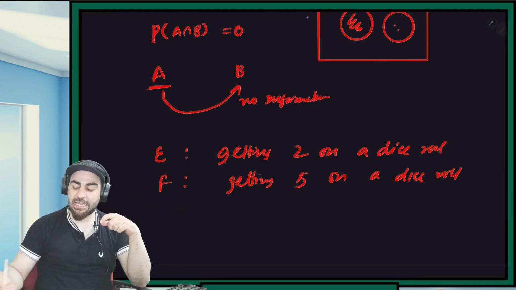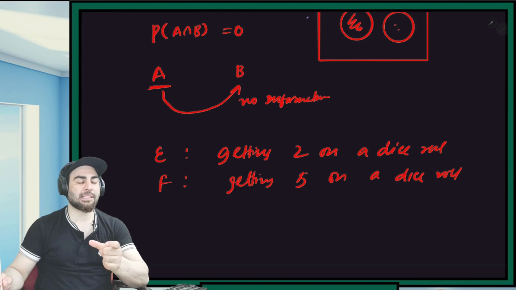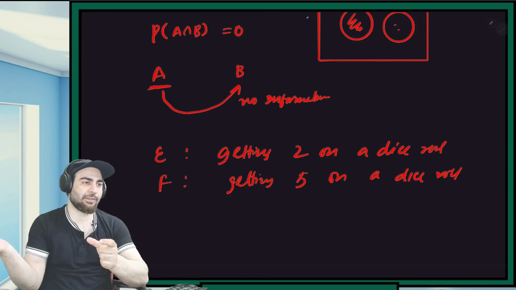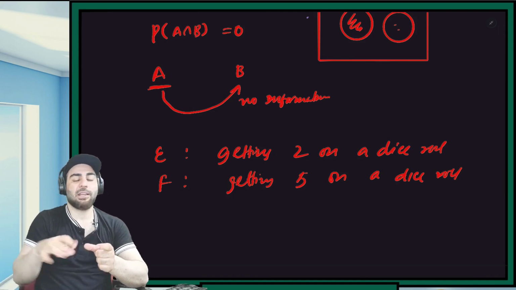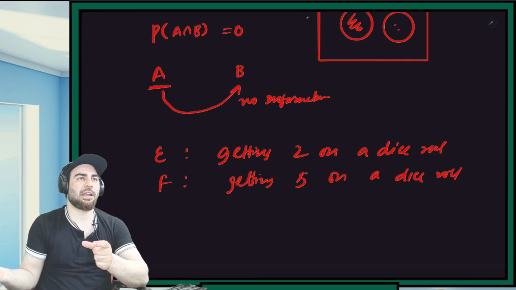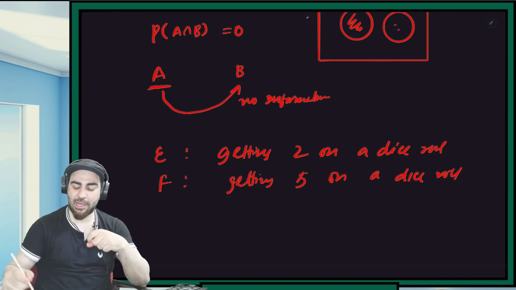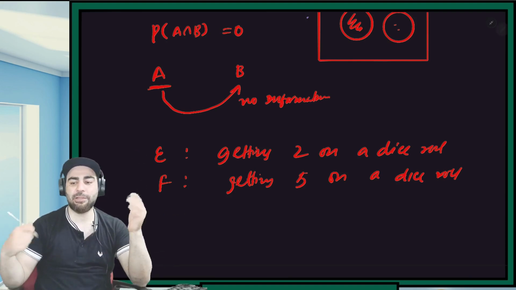If I got 2 on the dice, it makes sure that I'll not get 5. And if somebody asks what is the probability of 5 happening now, given that 2 happened on the dice, there is 0 probability that 5 will happen. So these two events are mutually exclusive events, but they are very much dependent events.